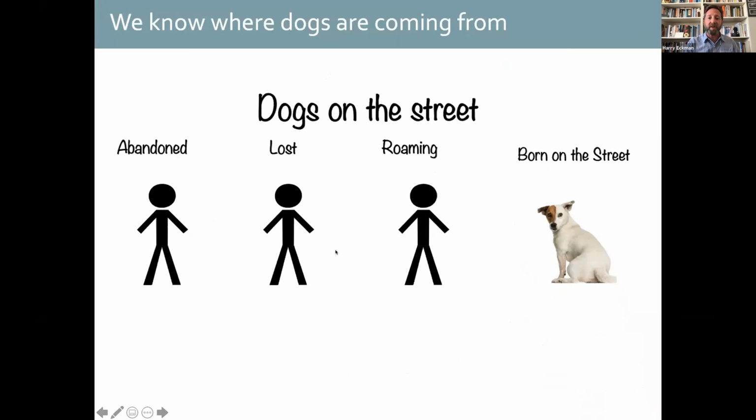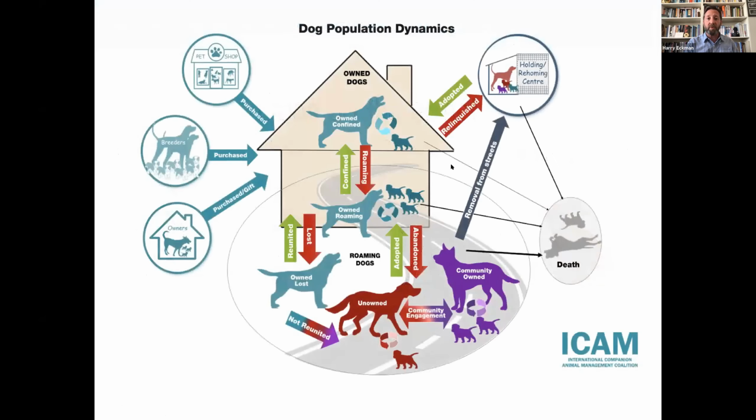And in different countries, the proportion is different. Some countries will see 90% of the dogs on the street that are owned in some way or are related or abandoned or lost by people, and only a small proportion that are actually born on the street. But as we'll see in a few slides' time, many of the interventions tend to focus on these dogs that are born on the street. And if we do that, then we're missing the root causes.